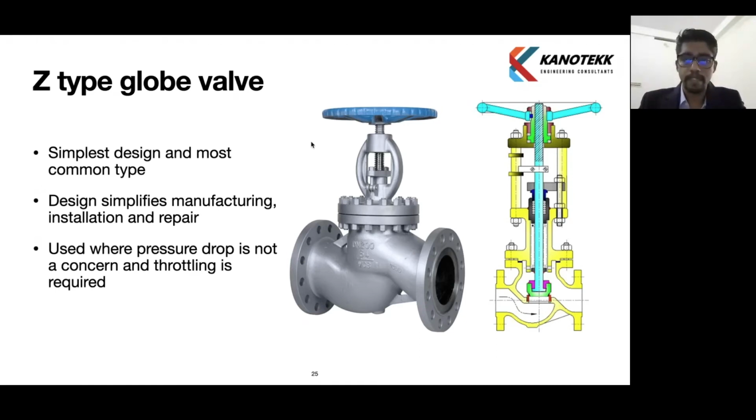But the disadvantage of this type is that pressure drop is very high. So it is used where pressure drop is not a concern and throttling is required. In a few systems, there will not be a concern for pressure drop. So it is widely used in those systems.